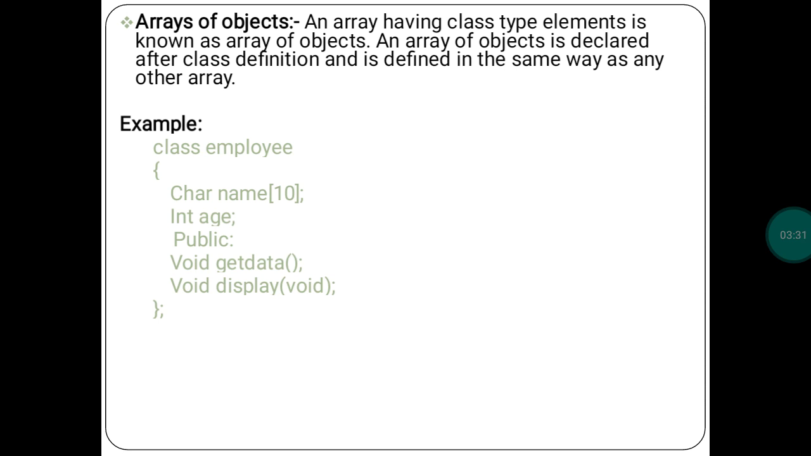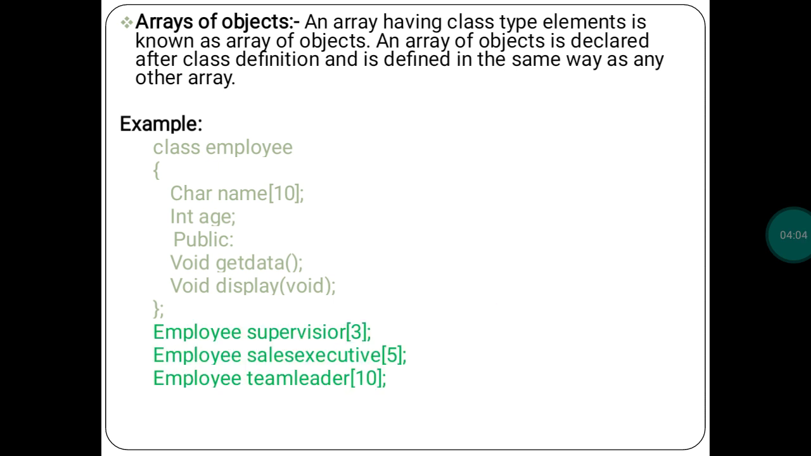Int age. Int is a data type, age is a variable. These two, name and age, are called private data members. Then public, void getdata, void display. These void getdata and void display are called member functions. These member functions can work upon your member data.